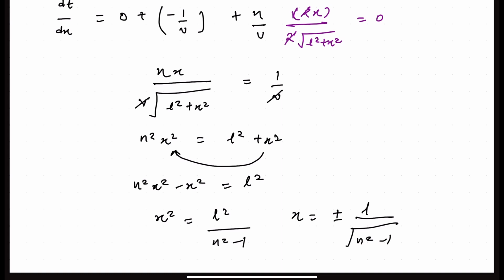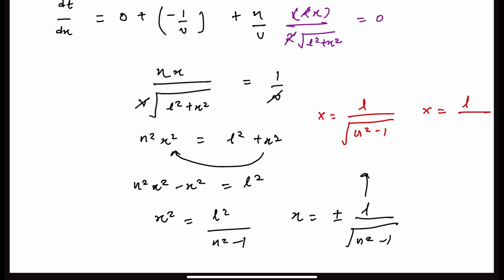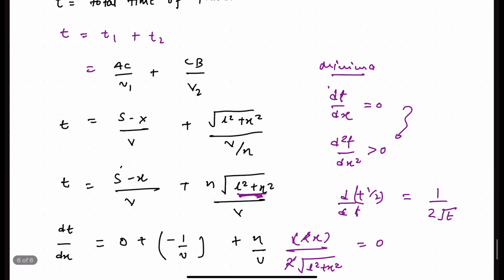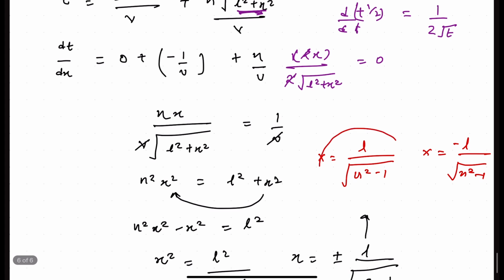Now here I am getting two roots. One is the positive value, so x is either L divided by √(θ² − 1), or x is −L divided by √(θ² − 1), but this is negative. Of course we know by intuition that this value should be positive only, then it will be minima, either it will be maxima. So this value is our minima. It means from the D point at this distance, this car should take the turn.